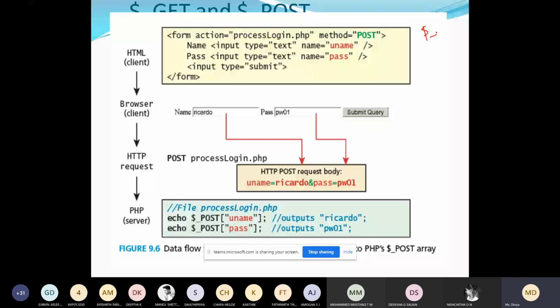If you are using the $_POST method, as I already said, whatever data you enter in the form will not be sent in the form of a query string. Here it will be sent in a secured form to the server in the HTTP POST request body, which is not visible to the user. So how to access those values? You have to give $_POST, give the name, and it will give you the value.